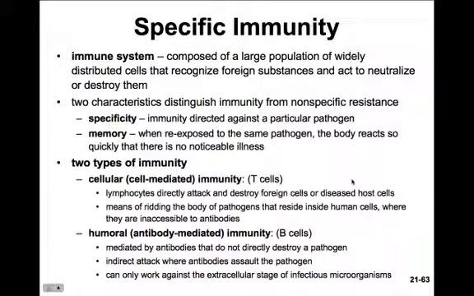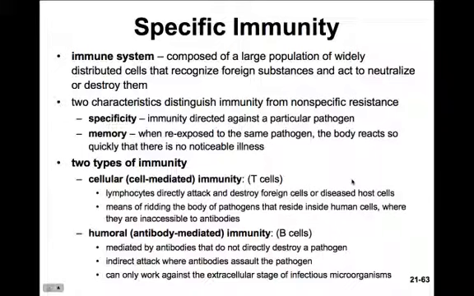First of all, there's specificity. Immunity is directed against a particular pathogen. And then there's memory, in which when the immune system is re-exposed to that particular pathogen, the body reacts so quickly that there's no noticeable illness.